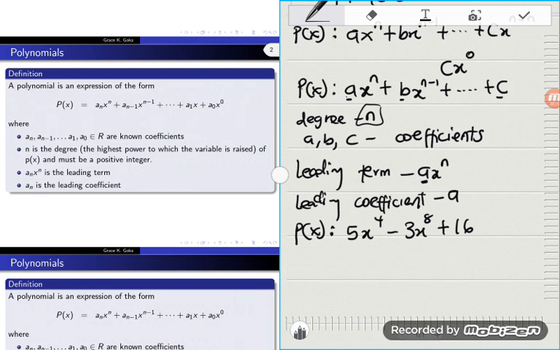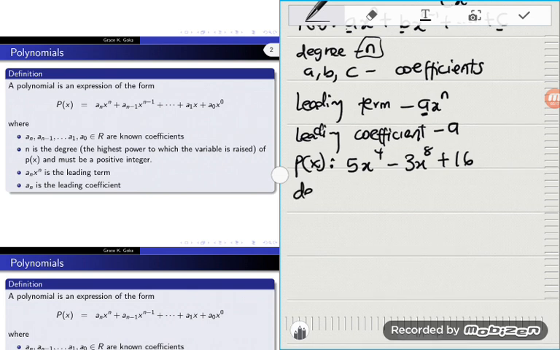The first one that we want to look at is the degree of the polynomial. And the degree is the highest exponent in a polynomial. So compare the exponents. The exponent over here is 4. In the second term it is 8. And then in the third term it is 0. Now comparing 4, 8, 0, we notice that 8 is greater than all these numbers. And so the degree of the polynomial is 8.